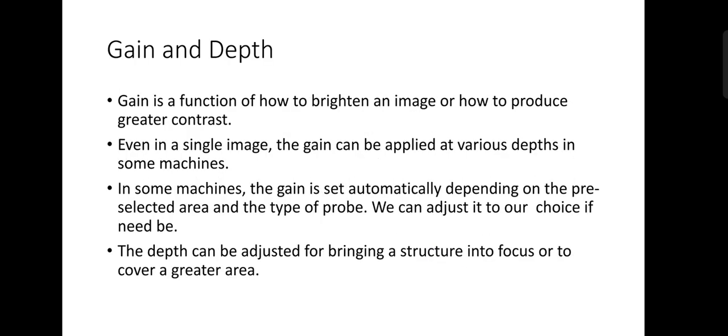Now, gain and depth. Gain is a function of how to brighten an image or how to produce greater contrast. Even in a single image, the gain can be applied at various depths in some machines. In most of the modern machines, the gain is set automatically depending on the pre-selected area and the type of probe. We can adjust it to our choice if need be. And the depth can be adjusted for bringing a structure into focus or to cover a greater area.